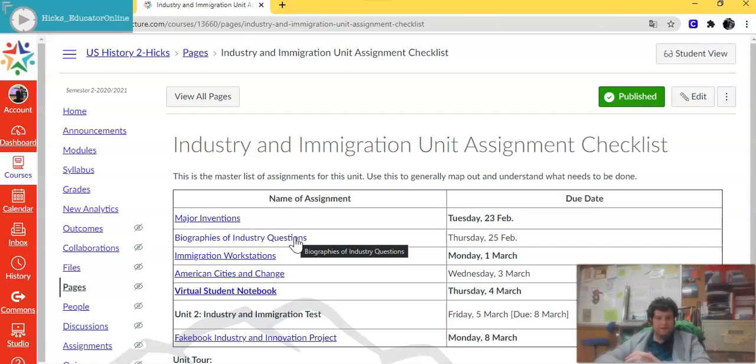This next activity that we're working on in week 5 is the biographies of industry. Essentially what you're looking at is a few inventors and tycoons, mostly tycoons like Rockefeller, and you're looking at who were they, what did they do, what's their legacy, and you'll be answering some questions with those. And that's kind of our week 5 setup. For the e-learning Friday, we will be working on immigration workstations and setting that up.